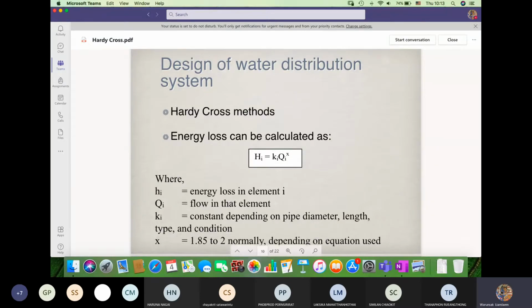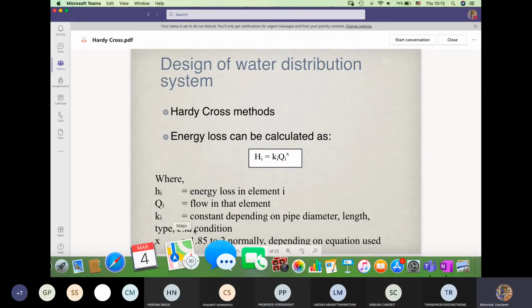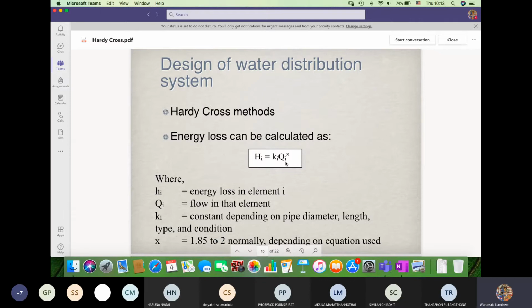The energy loss at each pipe in the elements I actually means the pipe. As we have many pipes, that is why we call it the elements, and I may range from 1 to many. In general, we can say the head loss is equal to a constant depending on the pipe diameter, length, and conditions, multiplied by the flow rate in that element to the power of x. This is the general term of the energy loss determination.